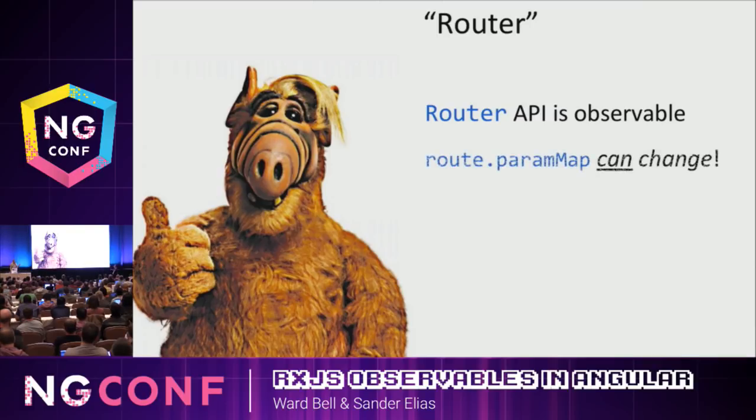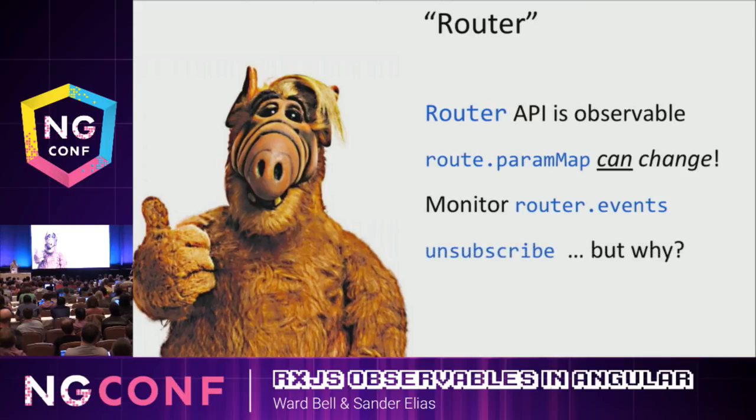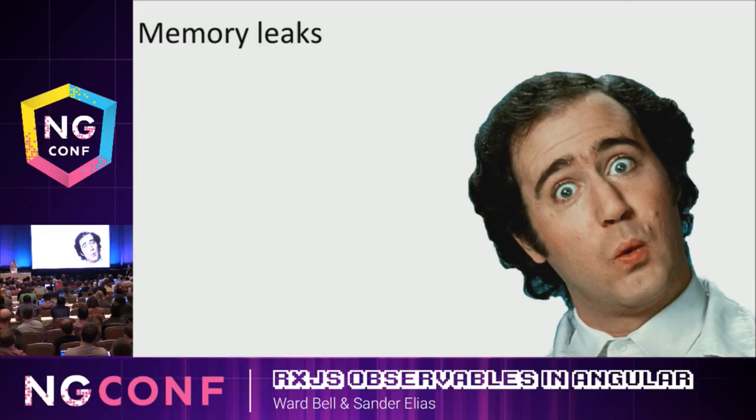Okay. The router is an API. Router per app can change. We can monitor route events. And we somehow unsubscribe. We're not sure why, but we're getting an inkling.